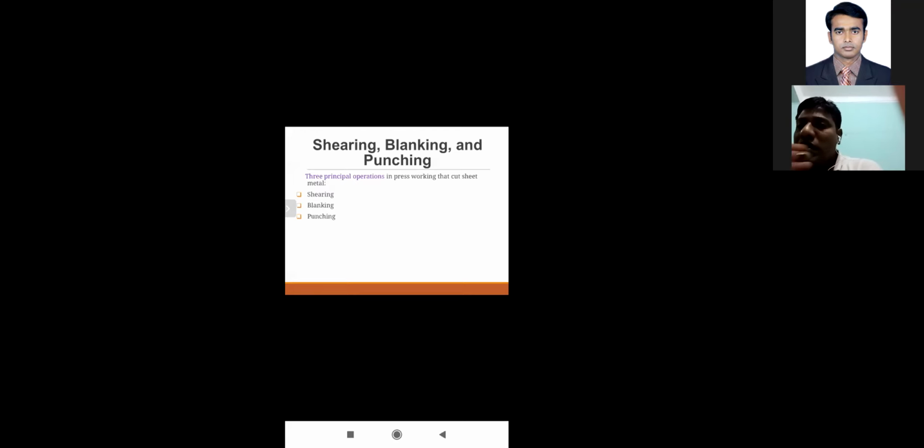In this slide, this is the work metal, and the upper area is the roll over, the middle one is the burnish, and the last one is the fracture zone. In the last zone here is the burr. Shearing, blanking, and punching are three principal operations for press working.